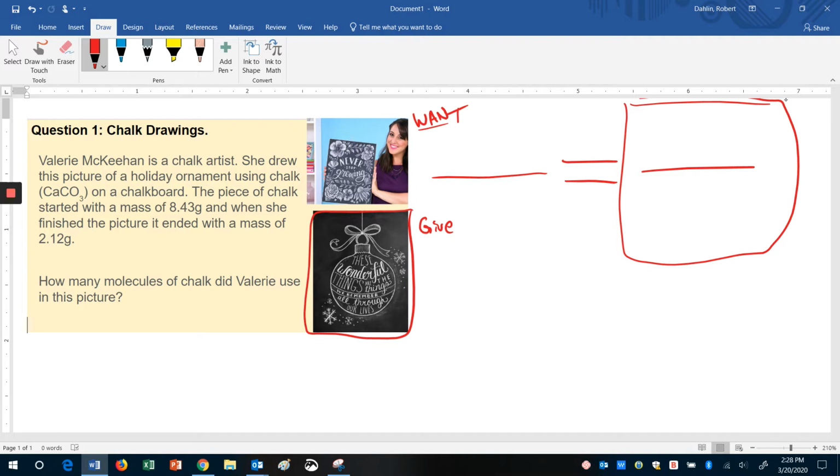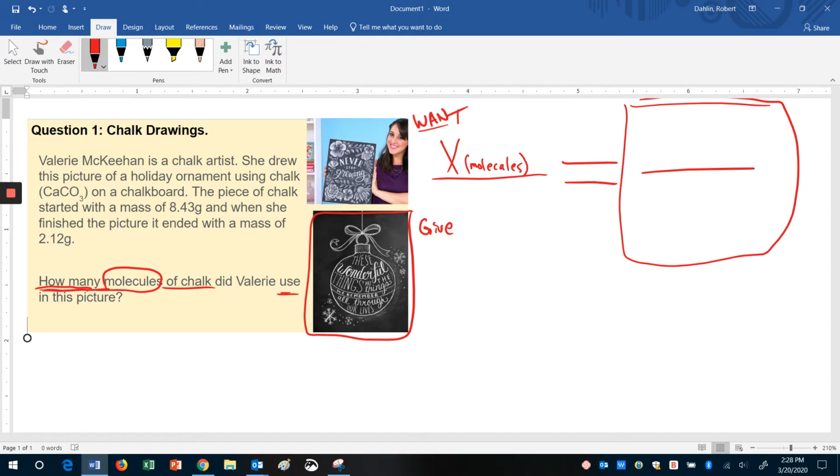How many molecules? Now stop. That is your question. How many? That's what the question wants you to figure out. How many molecules of chalk did Valerie use in this picture? So we're trying to say, okay, how many molecules are in there? The want here is always going to be our x, and I'm always going to put in parentheses next to it what units we should have when we're done. Molecules in this case. Then you look at what the question gives you.